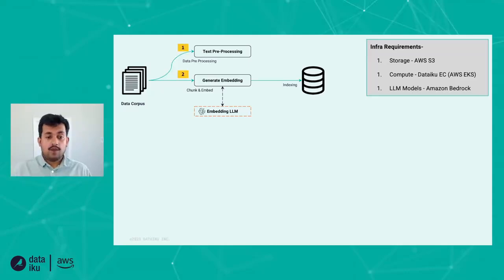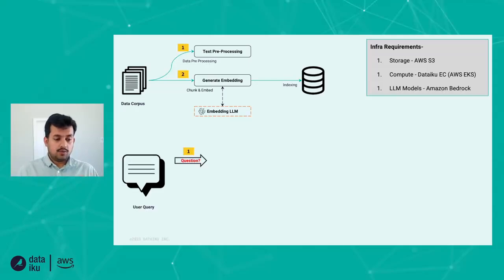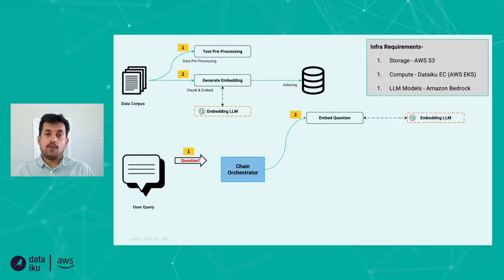Now, what is required for this, like how the user flow will work. In a chatbot application, it starts with the user entering a question and submitting it. Then you have a chain orchestrator like LangChain, which orchestrates all these steps together. The next step is to first get an embedding of that question so that you can use that number to do a similarity search and get the documents. For this, you're again going to use the same embedding LLM model.